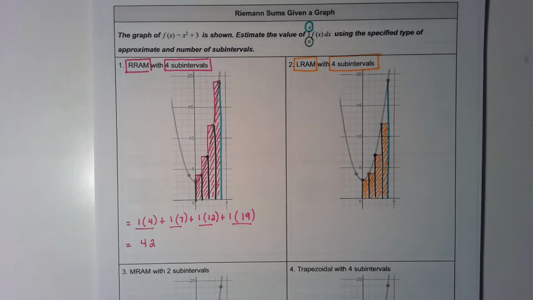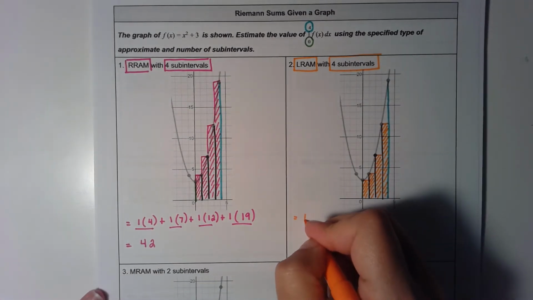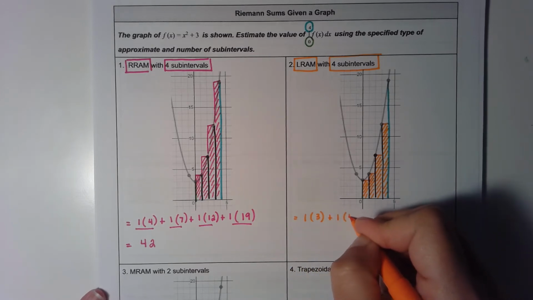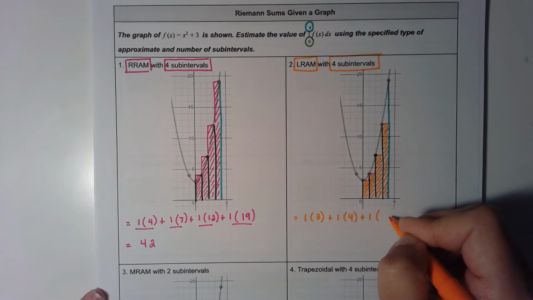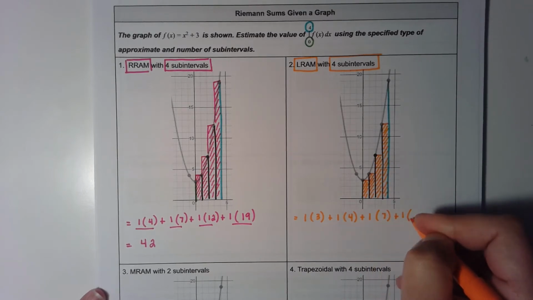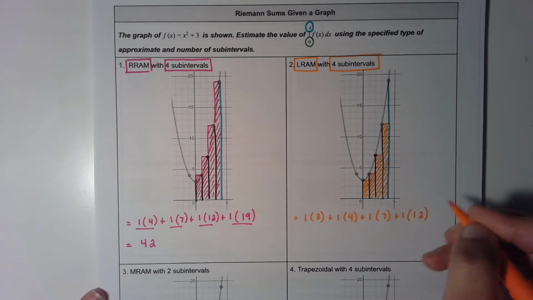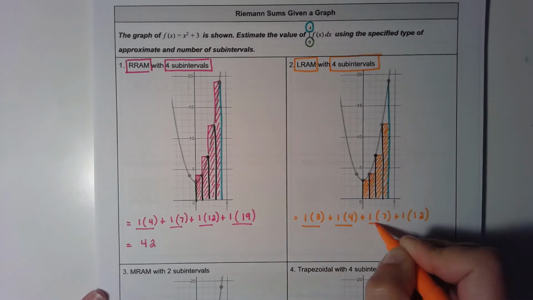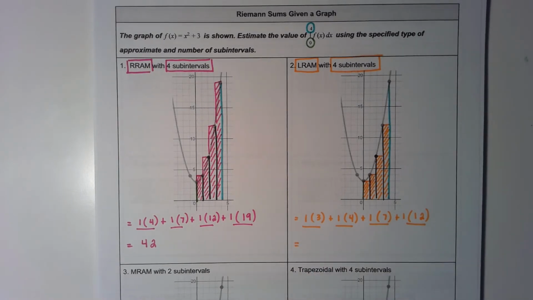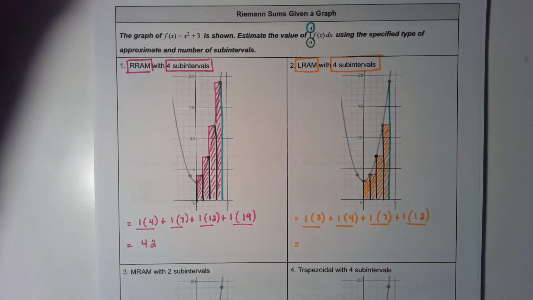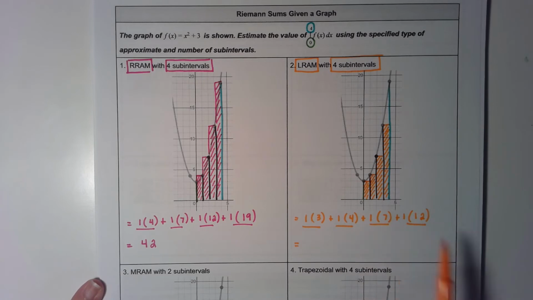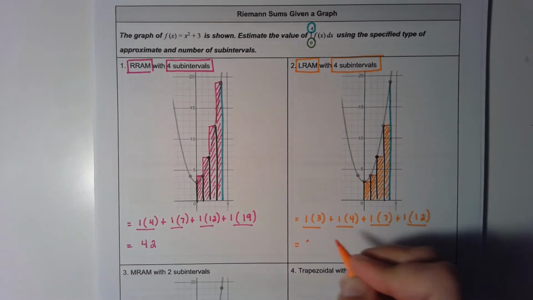Now that means I'm going to find the area of those 4 rectangles, which is going to be a base of 1 times a height of 3, plus a base of 1 times a height of 4, plus the base is 1 times the height is 7, plus the base is 1 times the height is 12. And again, you should have 4 areas here because you're using 4 subintervals. Just like before, since 1 times anything is just 1, I'm just going to add those up. So I'm going to have 3 plus 4 is 7, plus 7 is 14, plus 12 is 26.